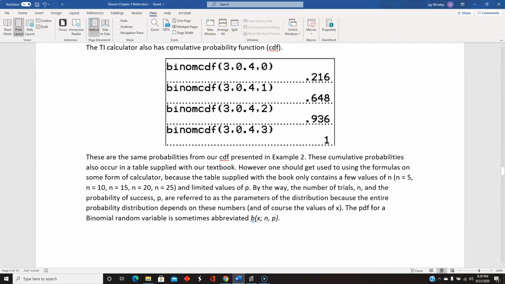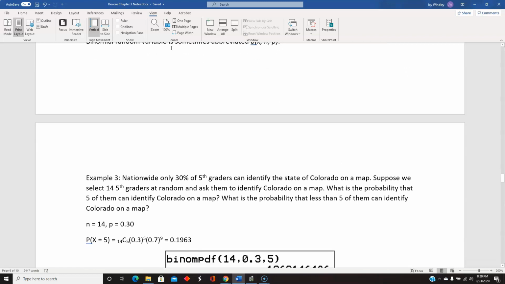Okay, so let's do another example. We've already been talking about that coin flipping example a lot, but let's do another example. Nationwide, 30% of fifth graders can identify the state of Colorado on a map. Suppose we select 14 fifth graders at random and ask them to identify Colorado on a map. So we're going to assume that since these people were chosen at random, they're independent trials. And we're also going to assume that all of them will have a 30% chance of correctly identifying Colorado on a map. So therefore we have our n, 14 independent trials, and the probability of success is 0.3 on every trial.